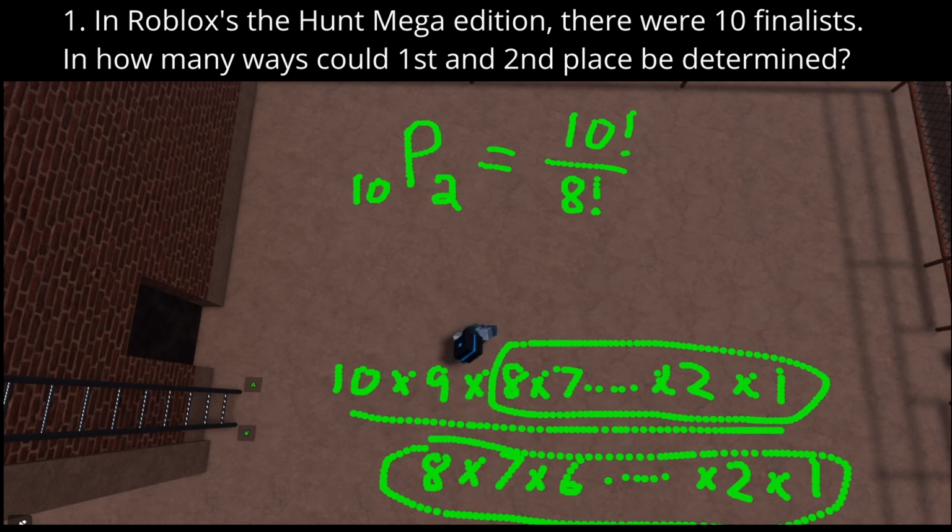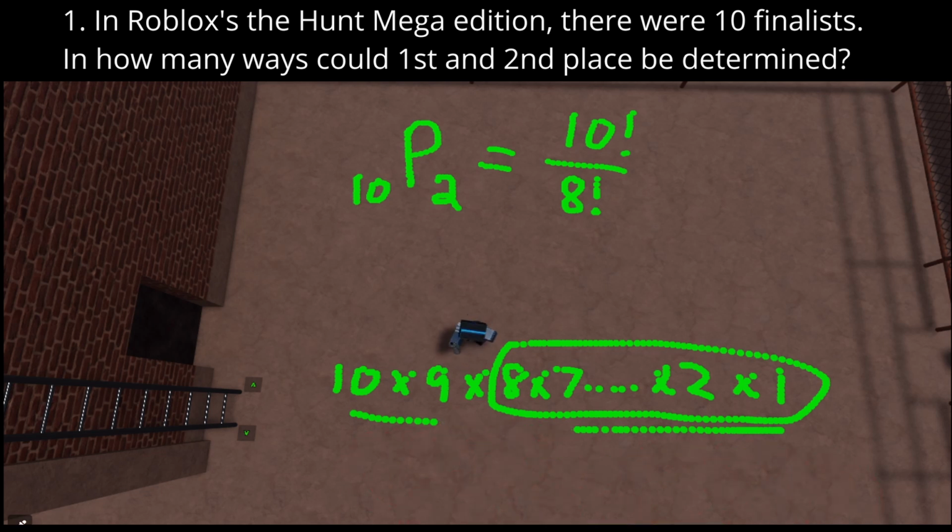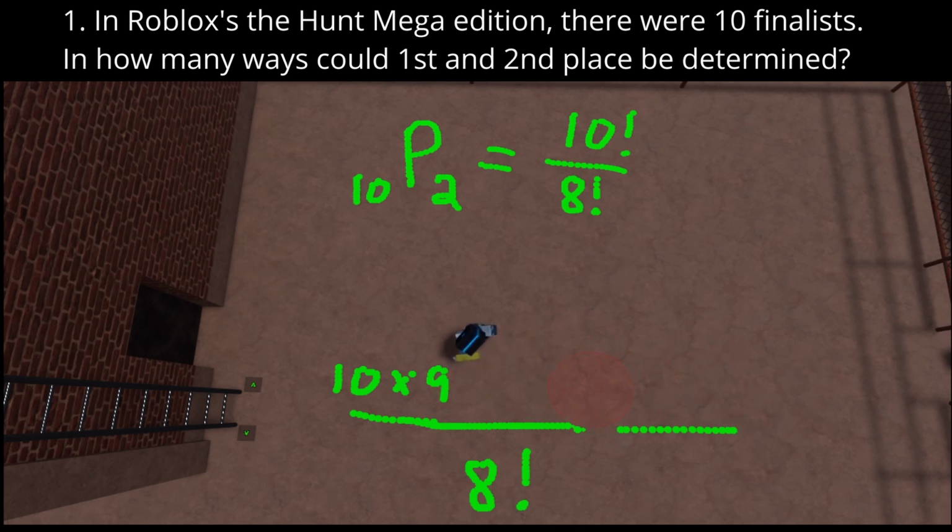In other words, I want you to notice that if you have 8 factorial down here, we also have an 8 factorial up here as well, because 10 factorial is equal to 10 times 9 times 8 times 7 times 6, so on and so forth, which is just 8 factorial. So this is a neat trick you can use to cancel out factorials easily.